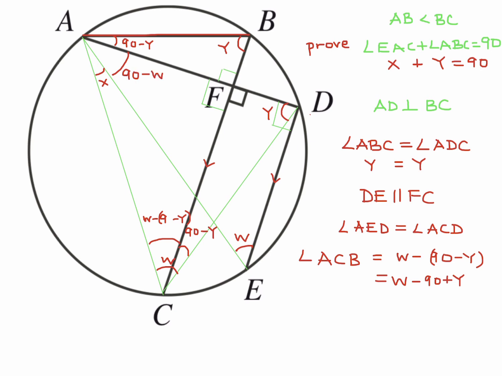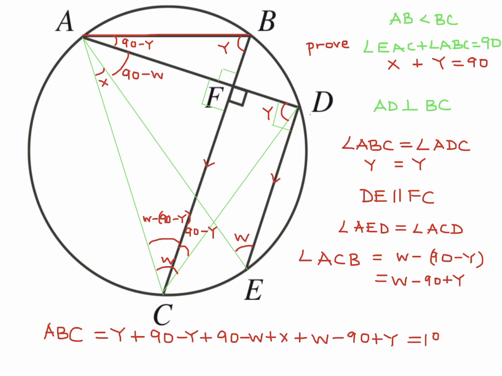Now we are ready for all the angles of ABC, and they all equal 180. So what are they? There's Y plus this one, 90 minus Y, plus 90 minus W, plus X, and I think the only one left is this one right here, (90 minus Y) in brackets, and if you simplify that, it becomes W minus 90 plus Y. Okay, and this is all equal to 180.